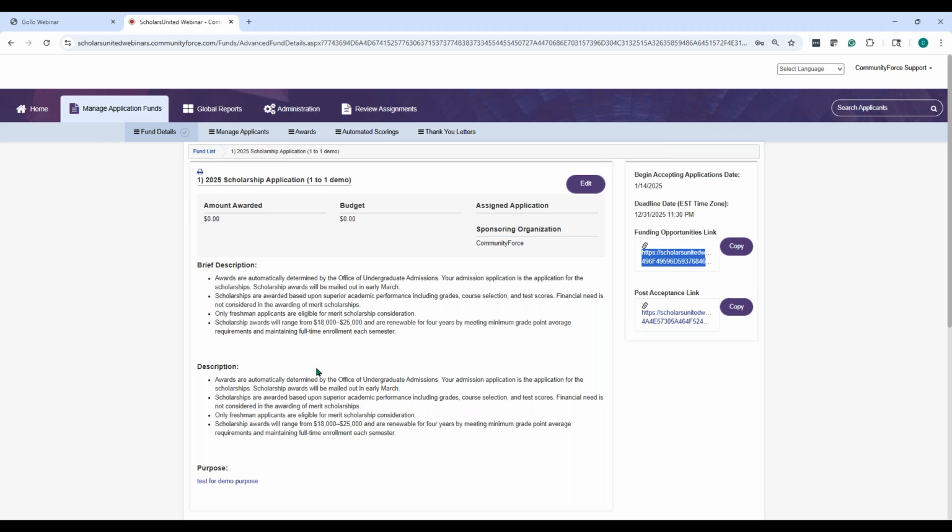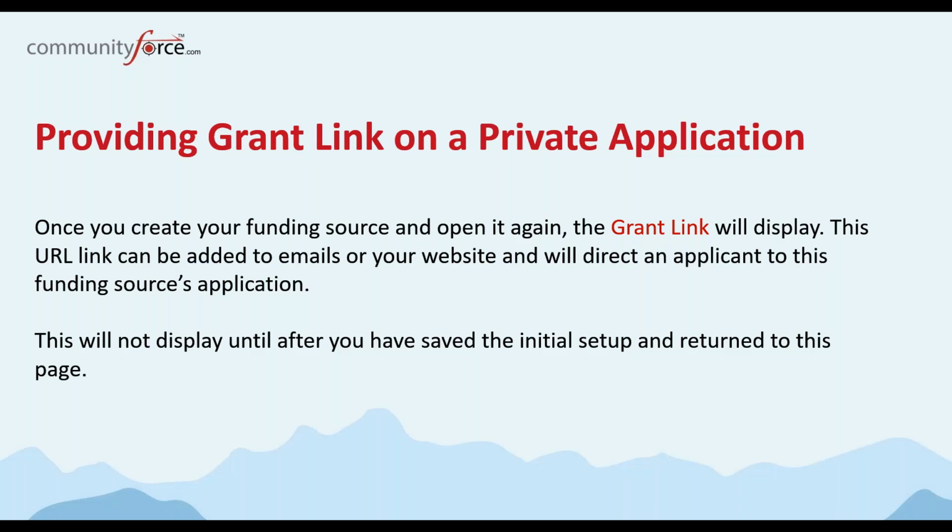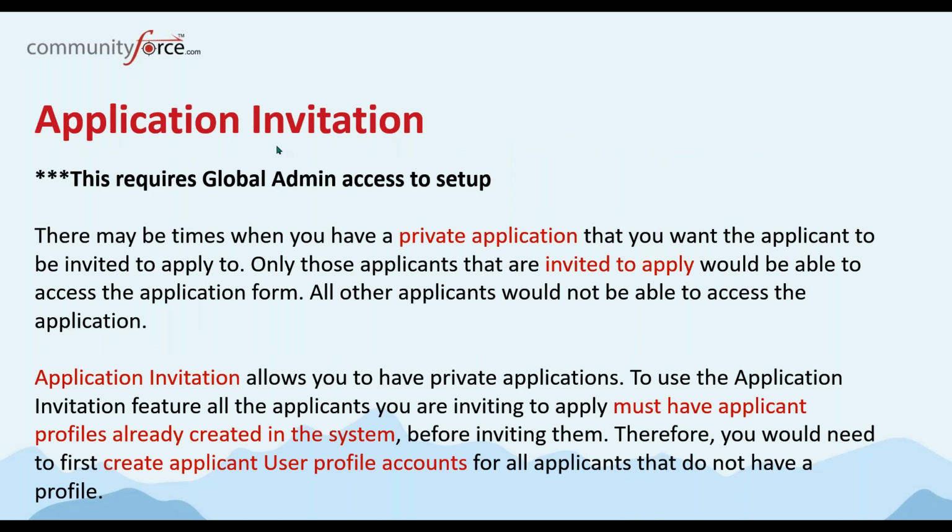Okay, so then the next item I want to talk about is, instead of giving them a link, another way you can give them access is by inviting them to the application form. Anyone who has a user account, they do have to have user profiles on the site already. So they have to have their profiles created in order to be invited to the application form. So the first step, of course, is all those user profiles would need to be created in the system. And then once they're created, they can be invited to apply.